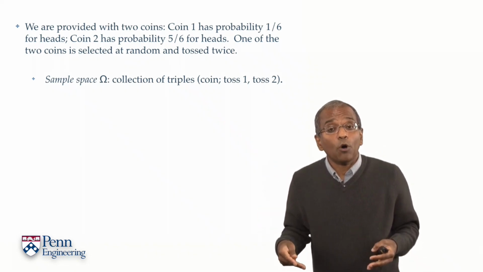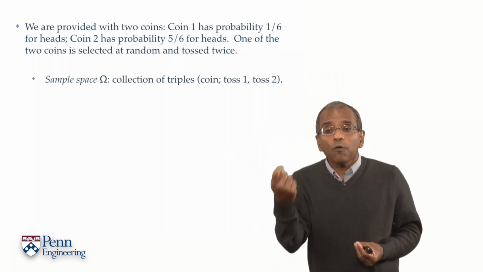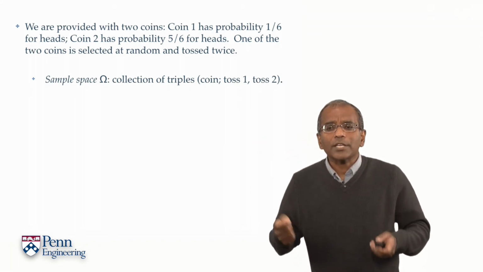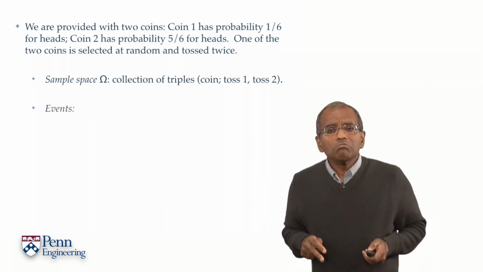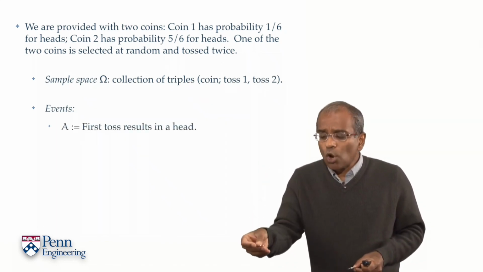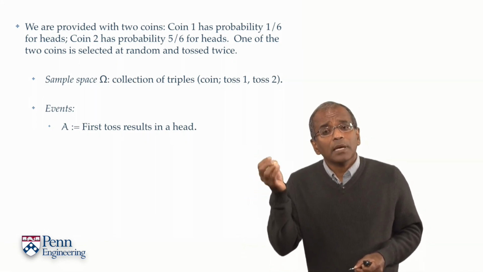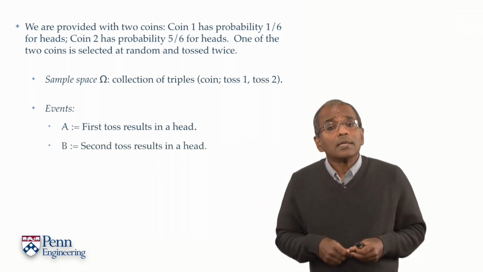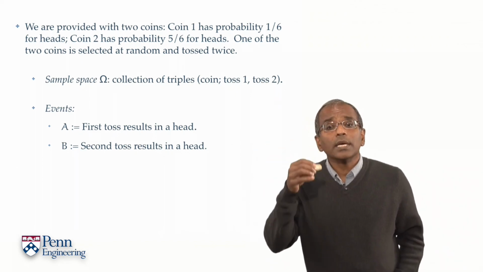The sample space, therefore, is a space of triples specified by a coin selection, coin 1 or coin 2, followed by the results of two tosses, heads or tails, heads or tails. Excellent. Let's put some events of interest together. So let's start with some very banal and simple events. Say A is the event that the first toss of the chosen coin results in a head. Let B be the event that the second toss of the chosen coin also results in a head.